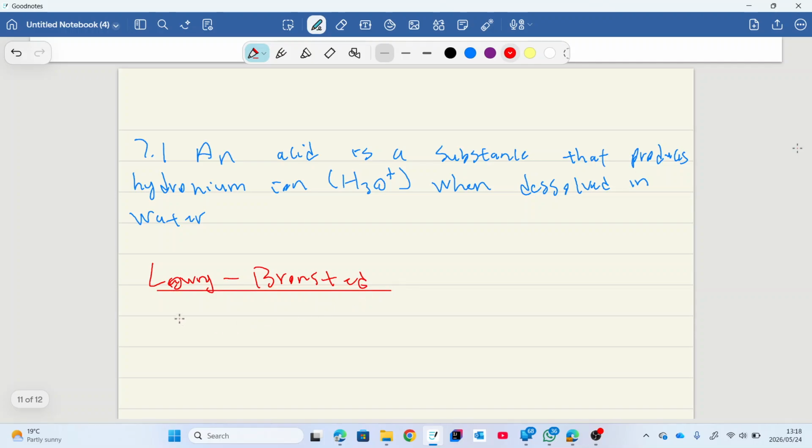The Lowry-Bronsted theory says the acid is a proton donor. Okay, proton donor.